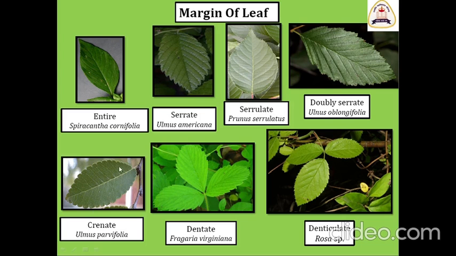Crenate, there are incisions at regular intervals, but the dents are not sharp pointed. In serrate there is a sharp pointed end, but here the ends are blunt, not sharp. This is called crenate, as in Ulmus parvifolia. Dentate, when the incisions give an appearance like dents, elongated. Denticulate means the dents are further divided into more dents. In a single dent there are more dents. Example, rose.